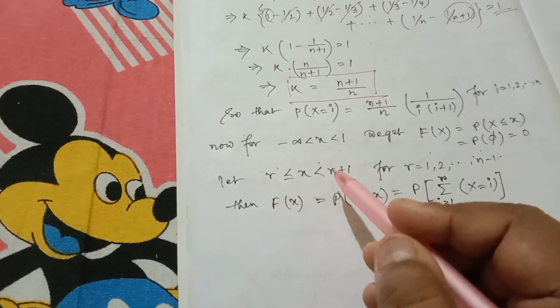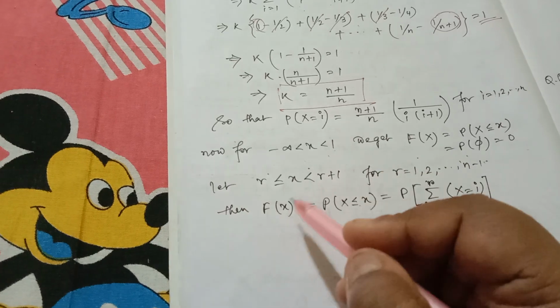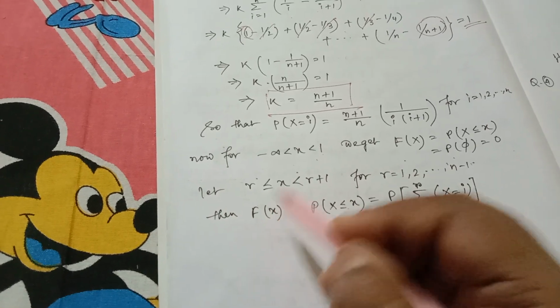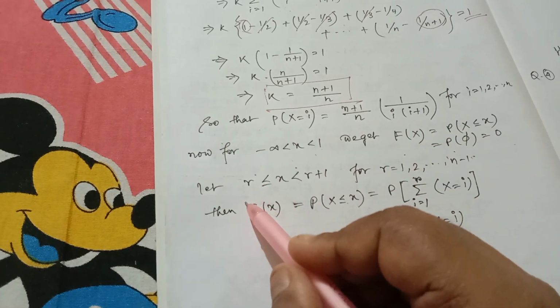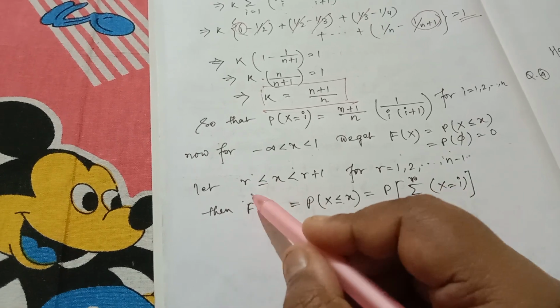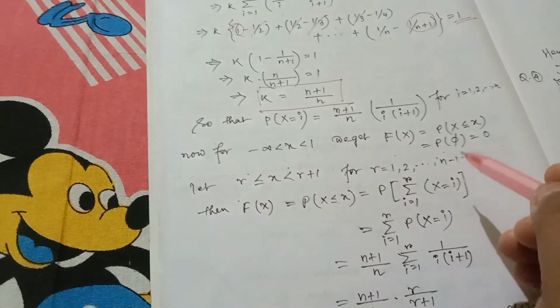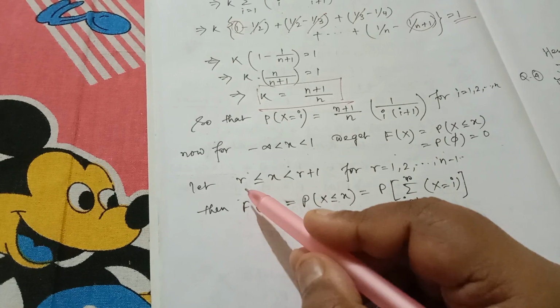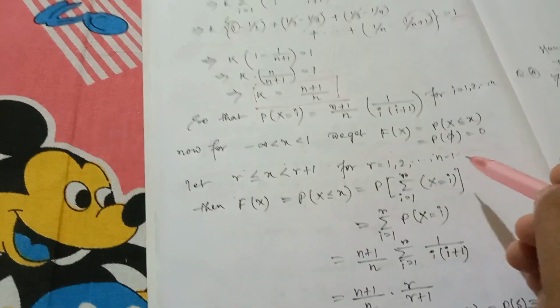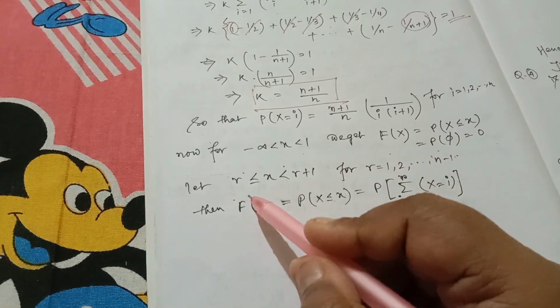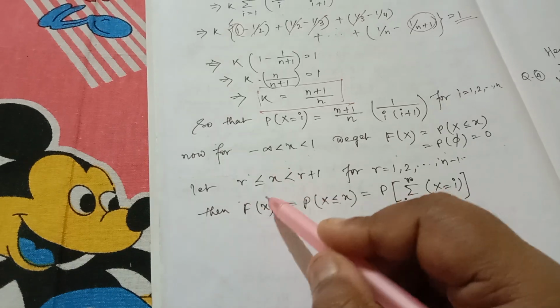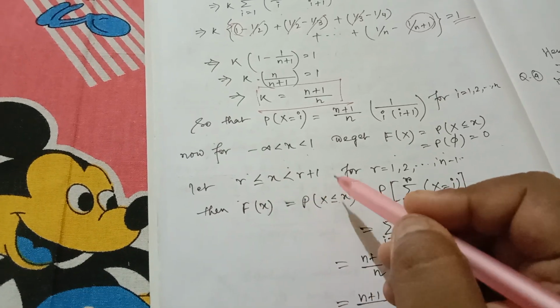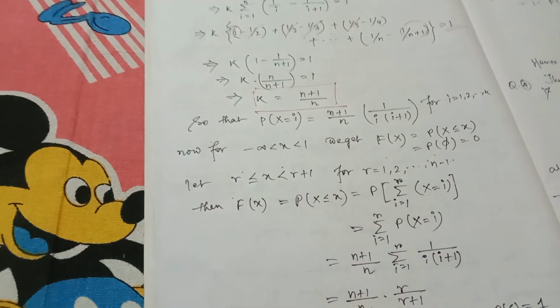Now we can choose any point of the form r to r plus 1. So this range contains the point x. Obviously r can vary from 1 to n minus 1. Why? If you put r equals 1, then x should lie between 1 less equal x less than 2. If you put r equals 2, then 2 less equal x less than 3. If you put n minus 1, then it should be n minus 1 less equal x less than n minus 1 plus 1, that will be equal to n.